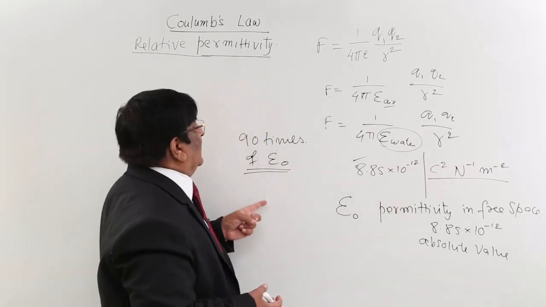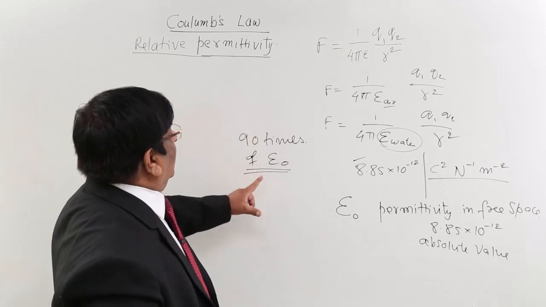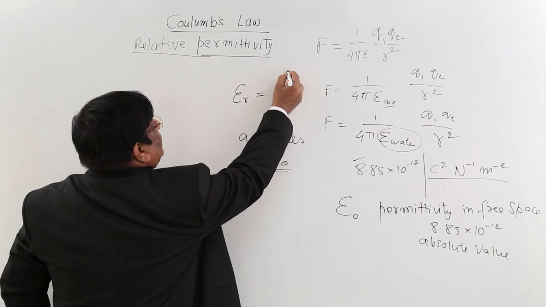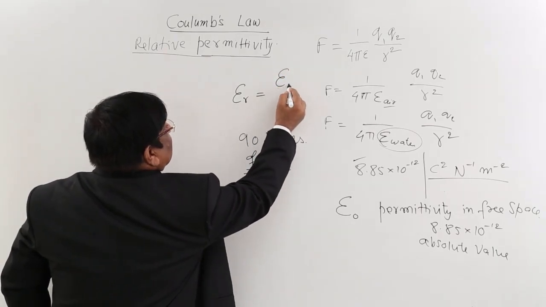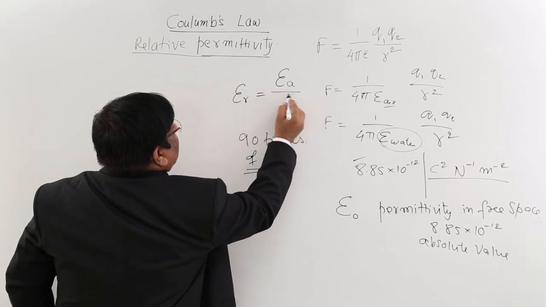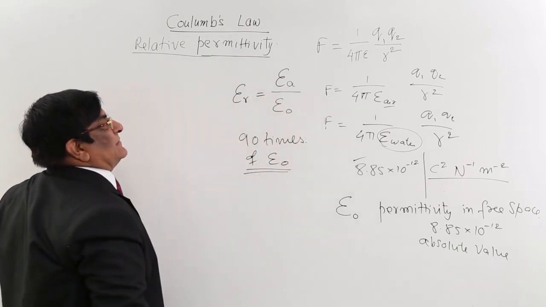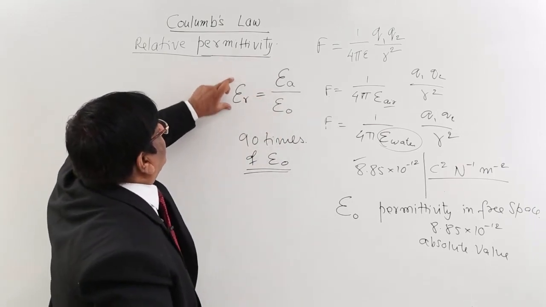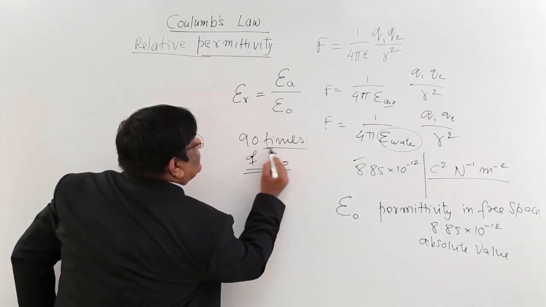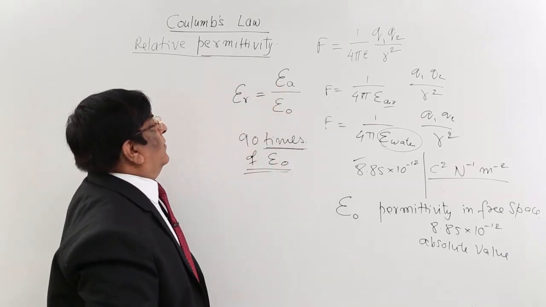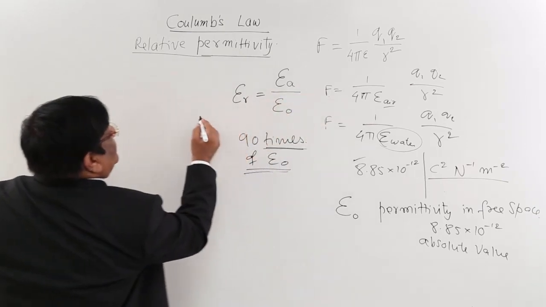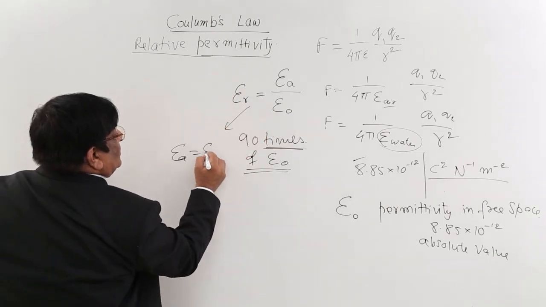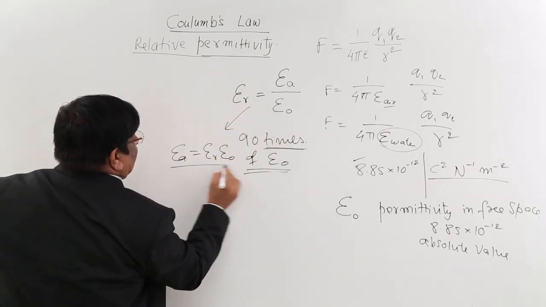And this is known as relative permittivity. Now we formulate this relative permittivity. Absolute permittivity, which we write as E absolute, divided by the permittivity of free space, the ratio of the two will give ER. This tells how many times. Now, if it is like this, then EA is equal to ER into E naught.